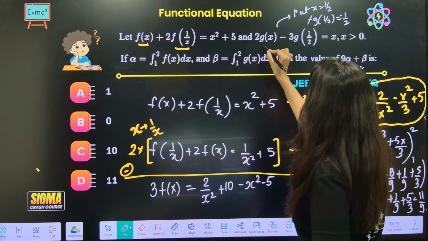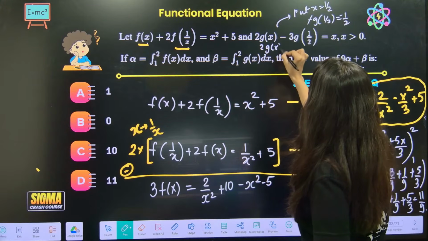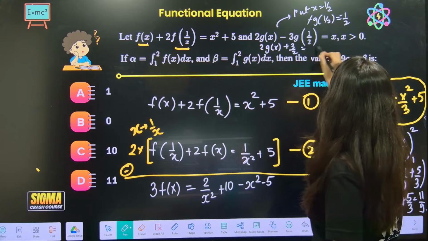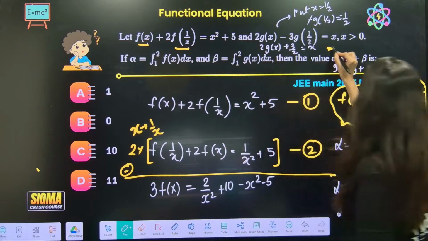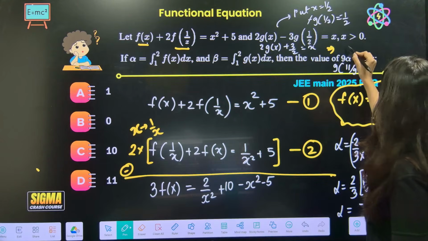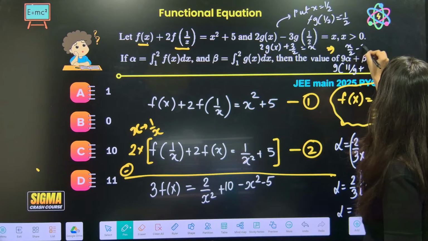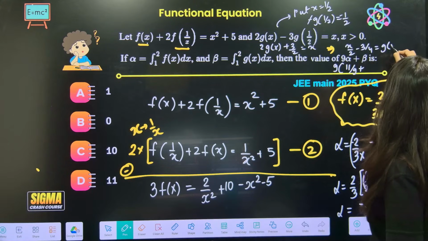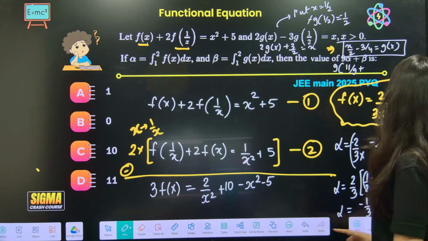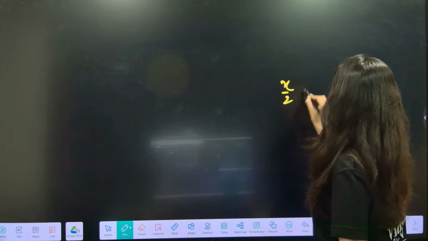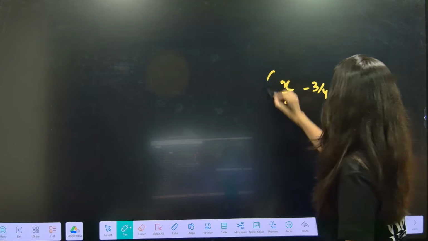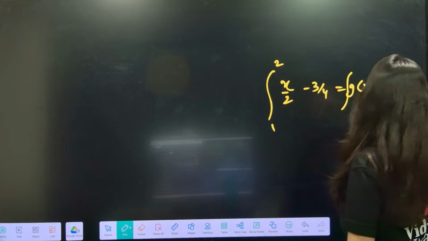So now you will get 2g of x plus 3 by 2, because g of half is minus half, is equal to x. So g of x, tell me everybody, is x minus 3 by 2, divided by 2. So x by 2 minus 3 by 4 is your g of x. And now you have to integrate from 1 to 2. This will give you beta quickly.